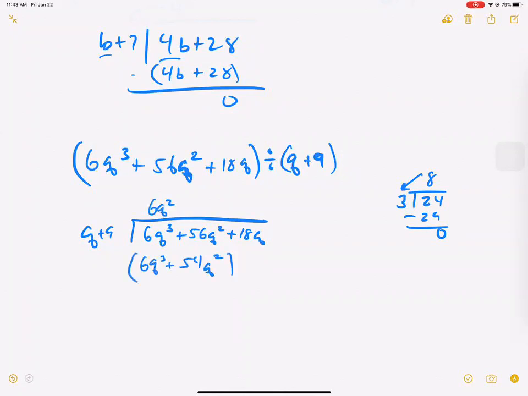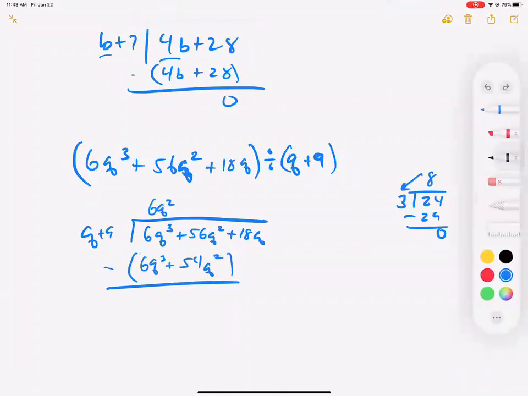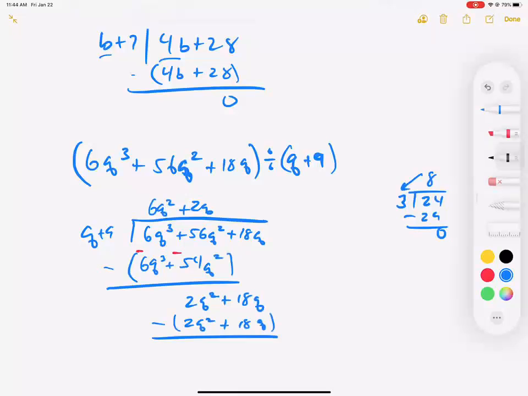Now the last step is subtract. I write my signs on top so I see them. Let me change the color so you can see them. That's a minus, and that's a minus. And we're left with 2q squared plus 18q. Let's go ahead and recycle our moves: match, multiply, subtract. To get from q to 2q squared, that's 2q. Match, multiply, subtract. We multiply down: 2q squared plus 18q. Lucky for us, that subtracts out to be 0 remainder.